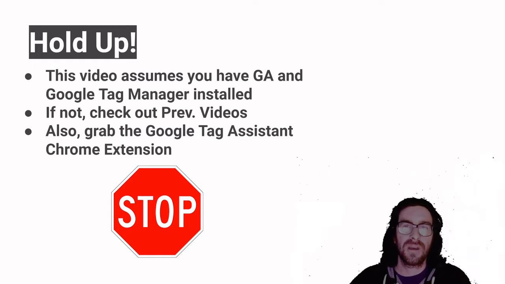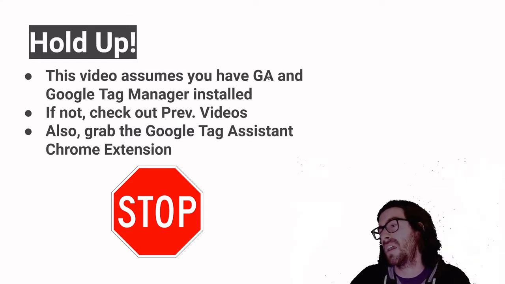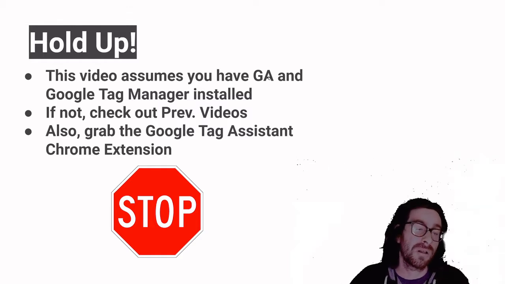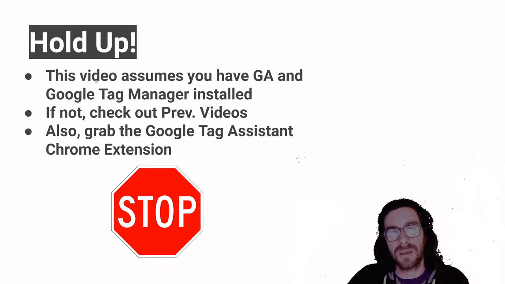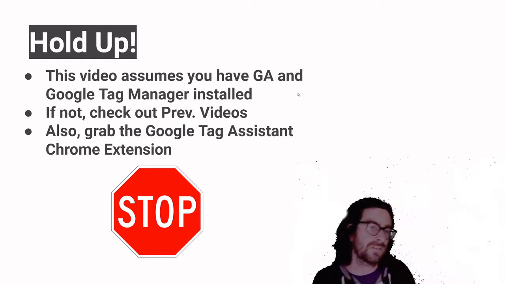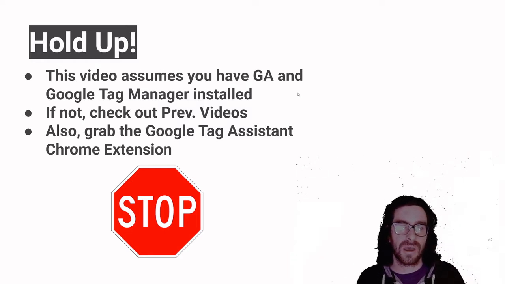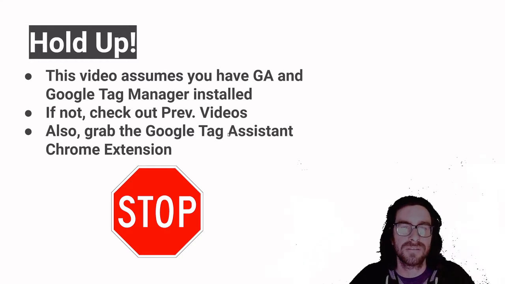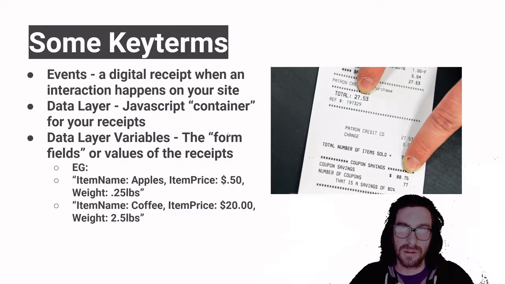So put the brakes on this. This video assumes that you have Google Analytics 4 and Google Tag Manager installed. If not, check out previous videos. This video will work for Universal Analytics, but today we're talking about Google Analytics 4 because that's what my previous videos covered. We'll put those below, and also let's grab the Google Tag Assistant Chrome extension. I will put that link in the description as well.